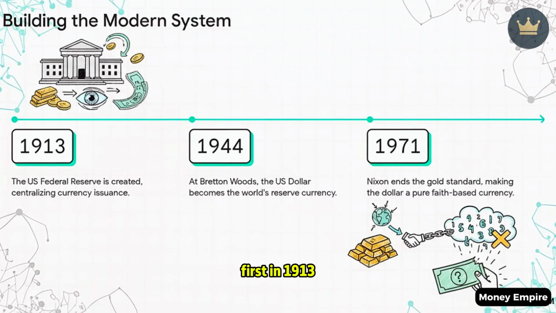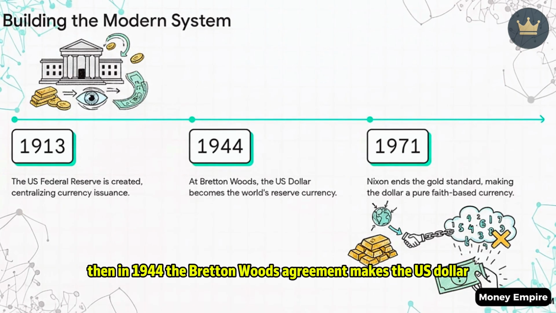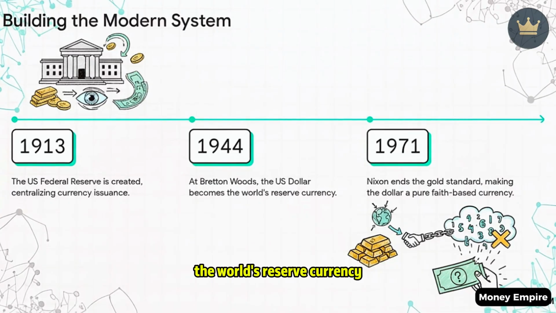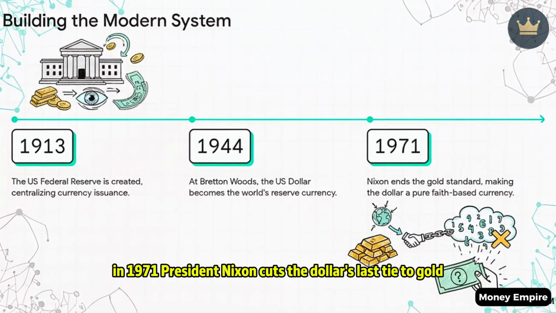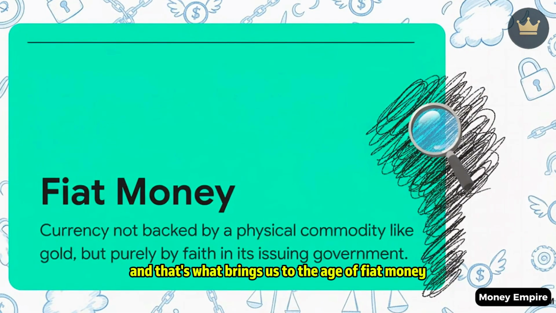First, in 1913, the Federal Reserve is created, handing the power to issue America's money to a consortium of private banks. Then, in 1944, the Bretton Woods Agreement makes the US dollar the world's reserve currency. And the final piece of the puzzle, in 1971, President Nixon cuts the dollar's last tie to gold. From that point on, it's a currency based purely on faith. And that's what brings us to the age of fiat money.